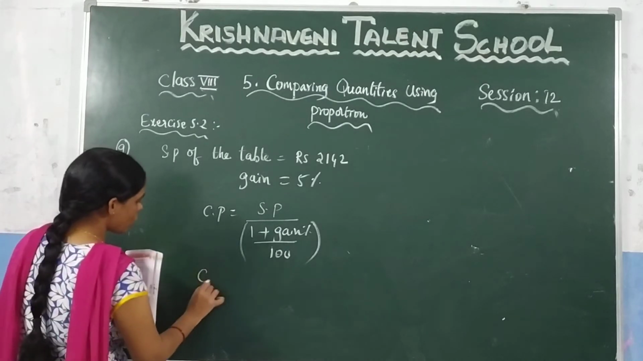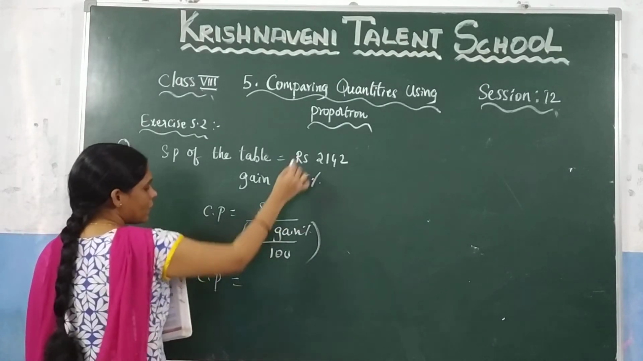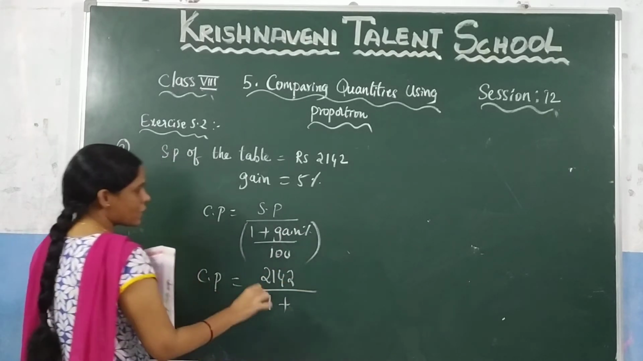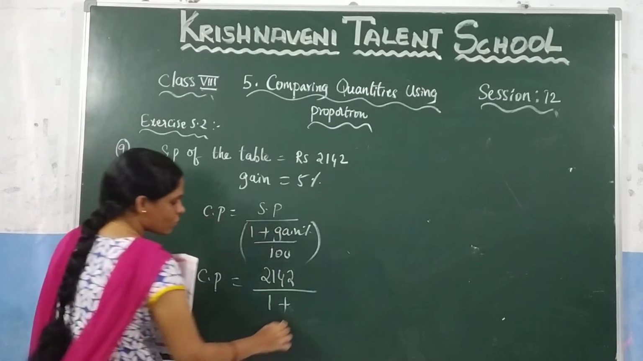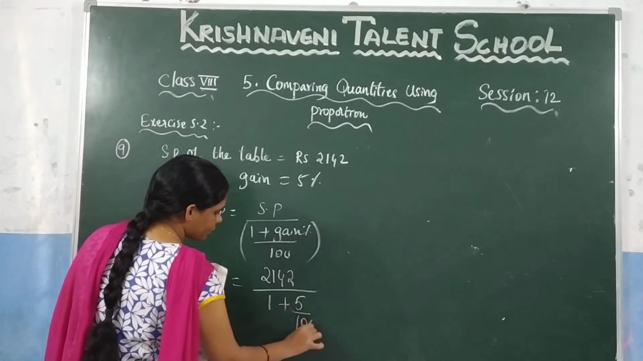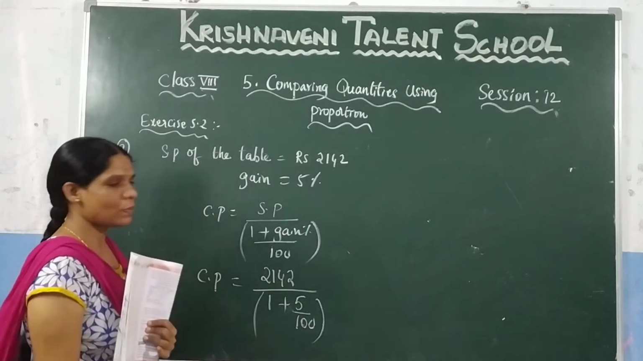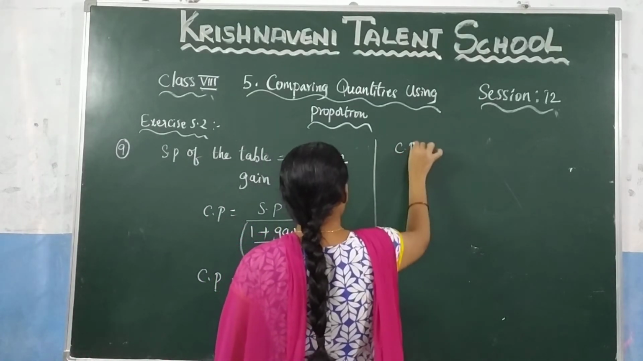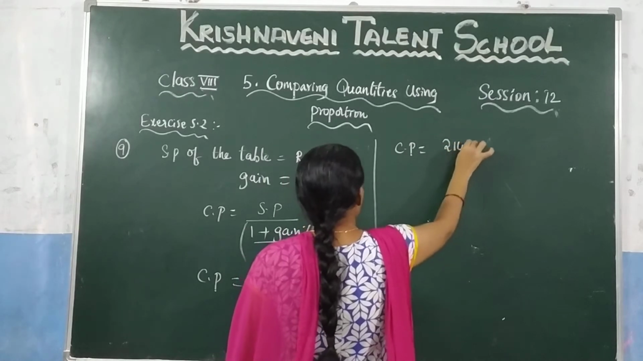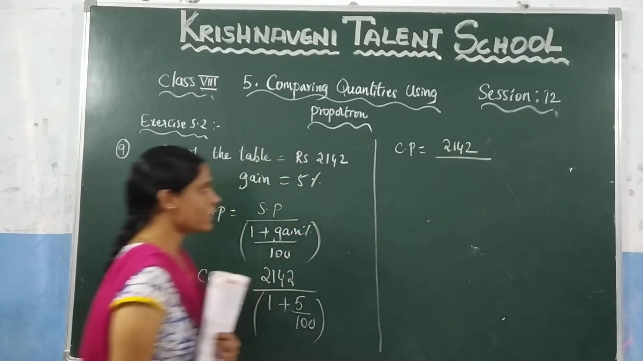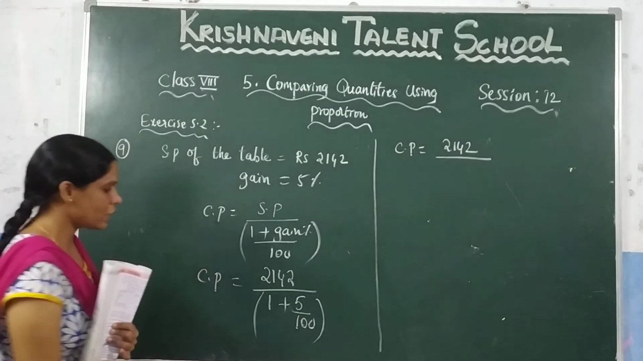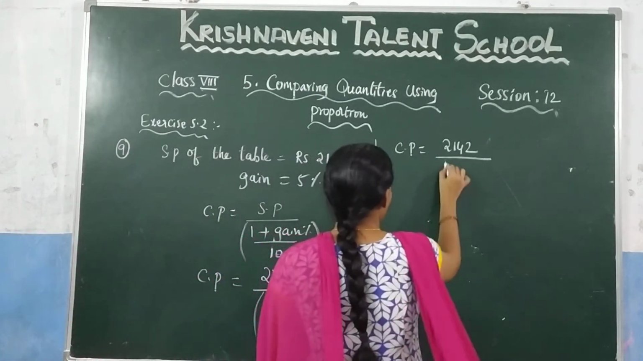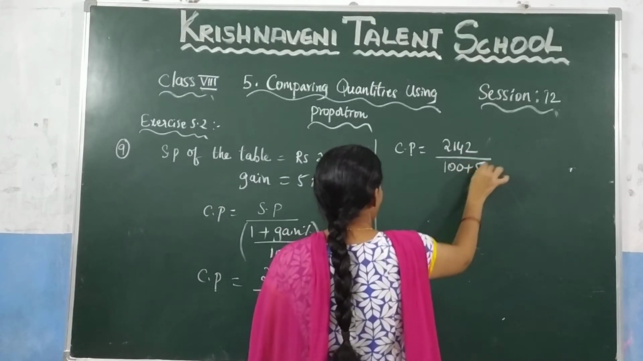So what should be the cost price in this case? What is the selling price? Which is 2,142 by, and what is the gain percentage? Which is 5. So write it here 5 by 100. Now let us do the simplification here, so that you will get the cost price is equal to 2,142 by. Now let us take the LCM here. What you will get here? 100 into 1, which is 100. So write it here 100 plus 5 by 100.